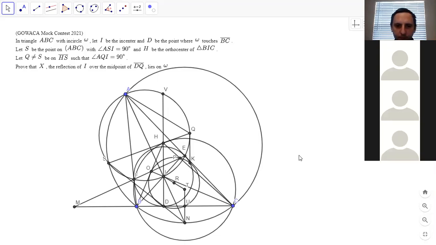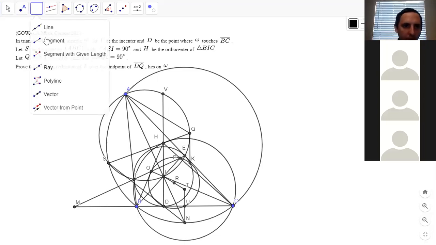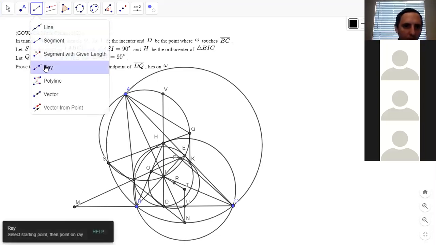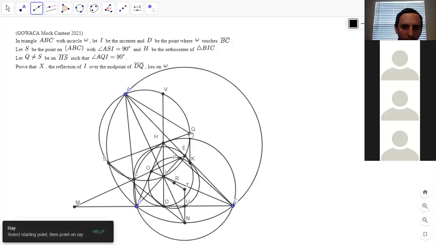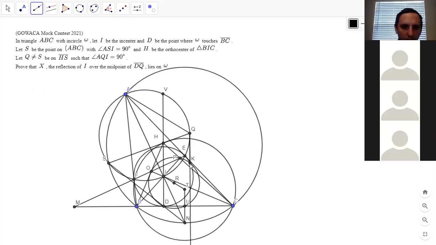Can you intersect QK and AN? Yes. So you want this point? Actually, I cannot see this point. Okay, they don't intersect on the circle. I just wanted to see that.